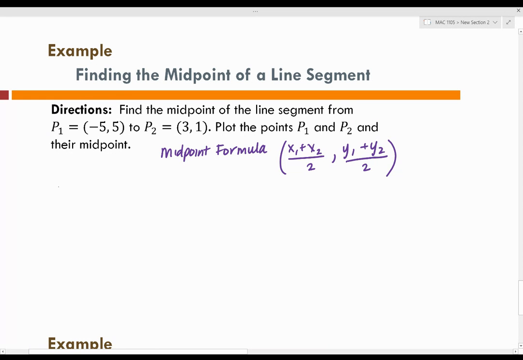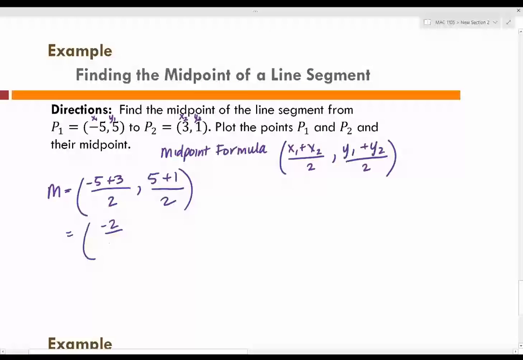So our midpoint is equal to, our x1 is going to be negative 5, this will be y1, x2, y2. So I'm going to have (negative 5 plus 3) over 2, comma, (5 plus 1) over 2. And then I will simplify. Negative 5 plus 3 is negative 2 over 2, and 5 plus 1 is 6 over 2. And those both reduce to negative 1 and 3. So my midpoint is (negative 1, 3).